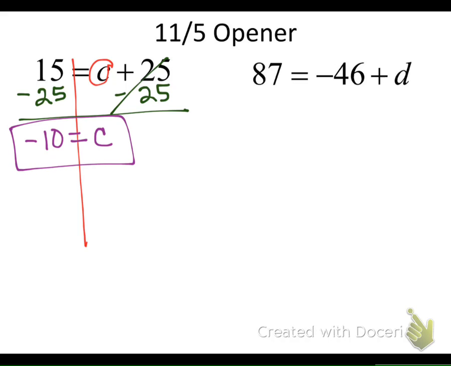Good. Kaylana, question? Why would you go that way instead of going the other way? Because the variable's on the right side here, so we leave the variable on the side that it starts. Okay? You'll catch on. You'll be good.